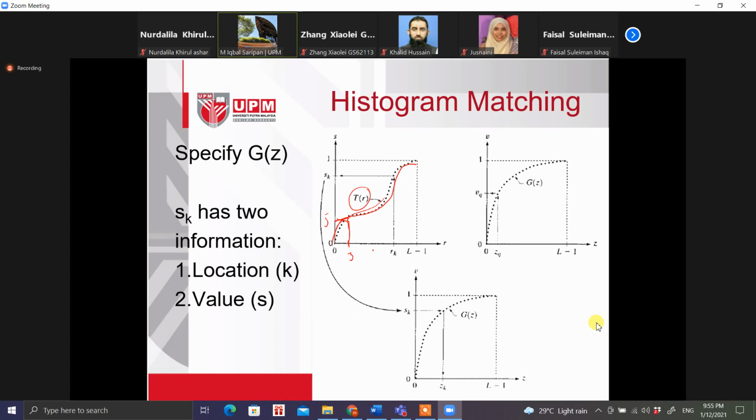Histogram matching. Because now I combine the first technique, the transformation function using the transformation operator, with histogram equalization. So I am doing a hybrid of those two methods, and now it becomes histogram matching. So the histogram will then match the cumulative density function of this newly introduced function.